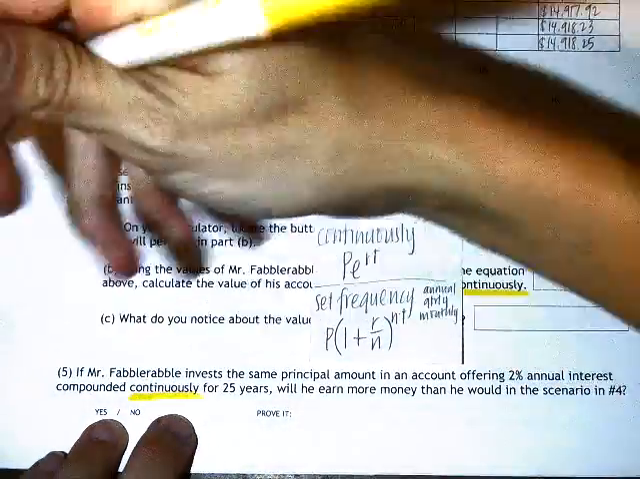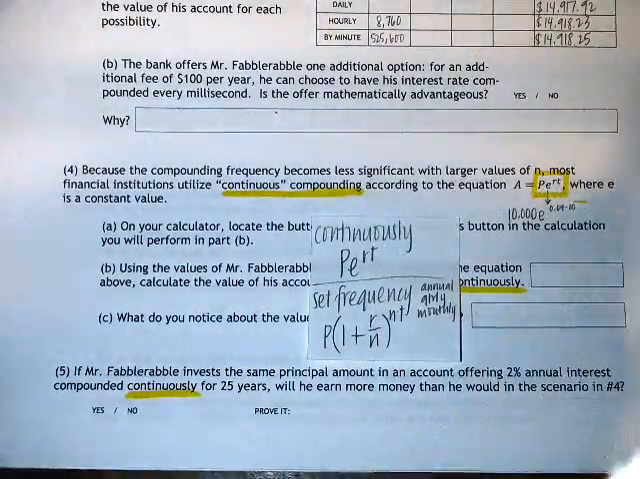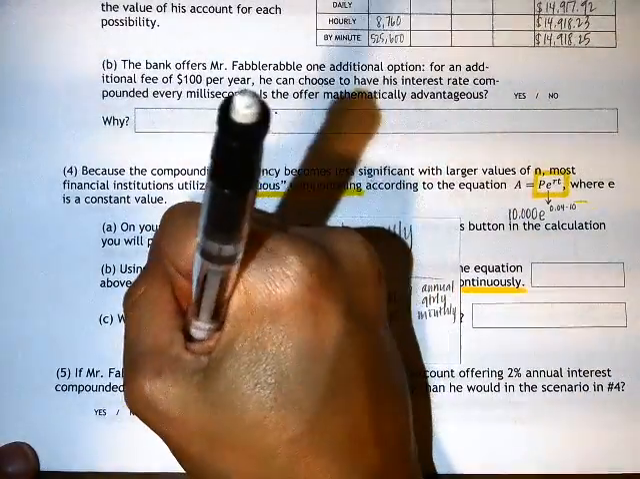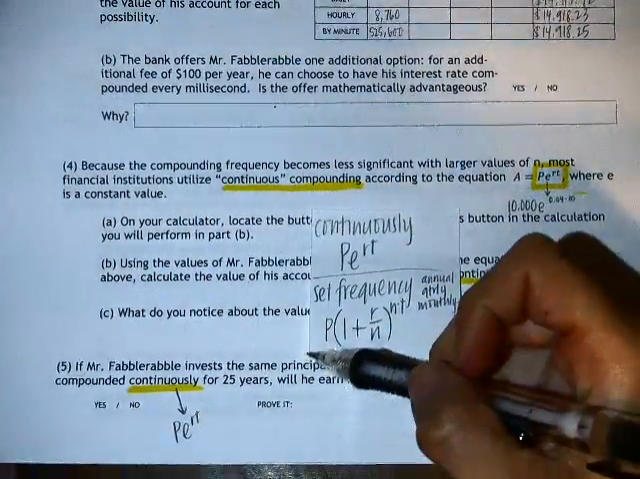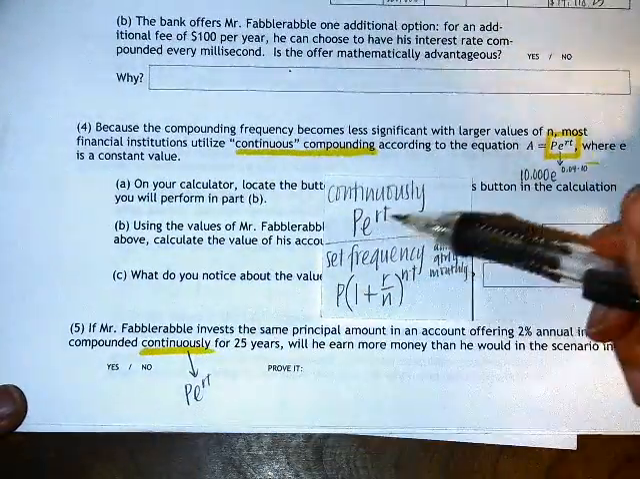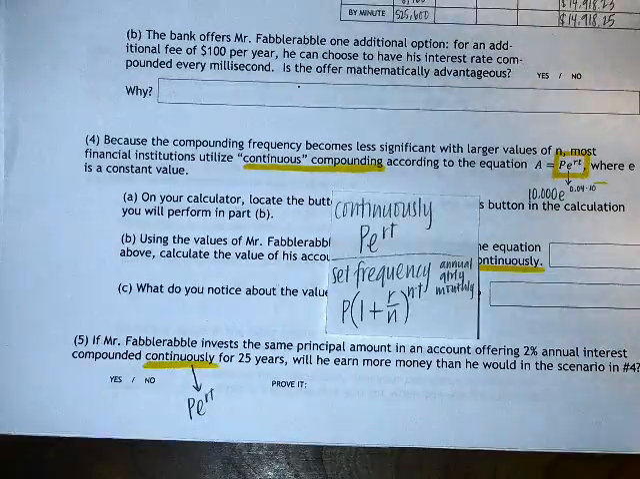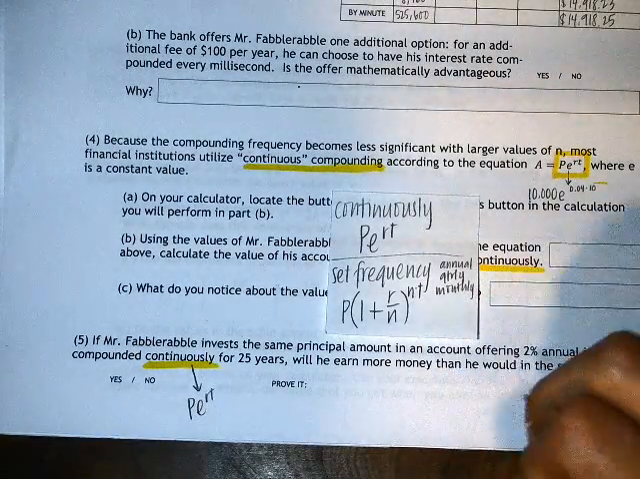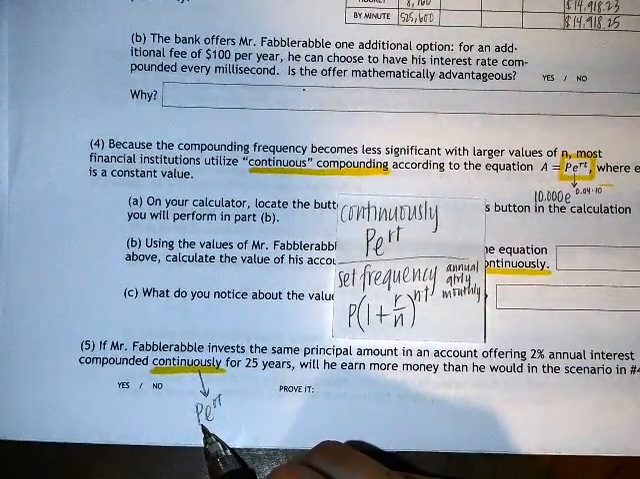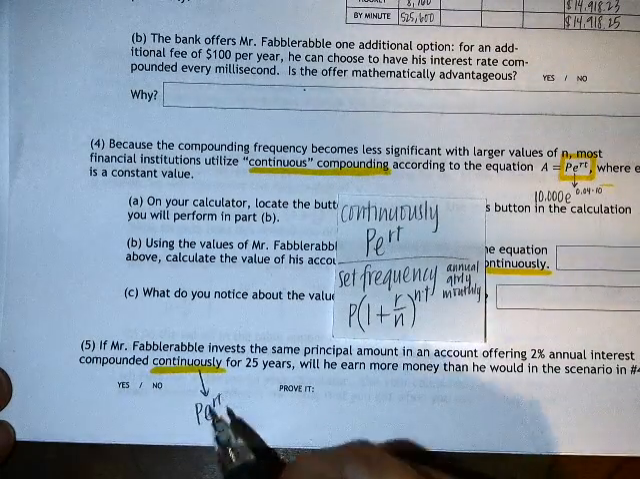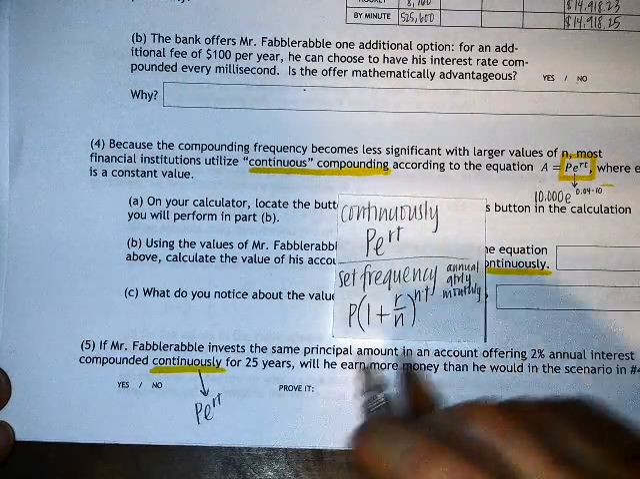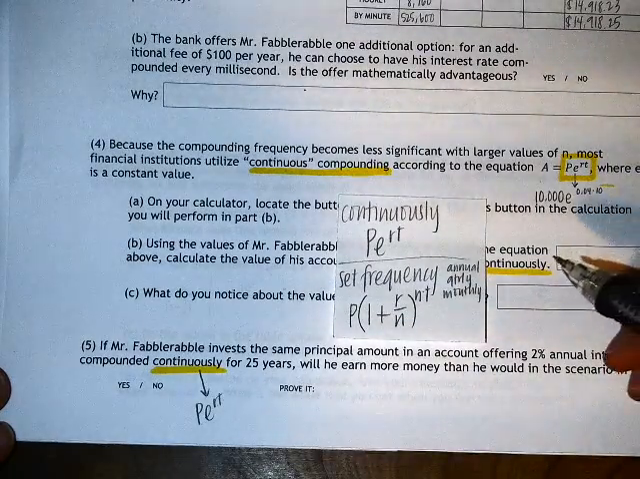There's that word, continuously. That's telling me this is going to be a PERT problem. So that's the word association you can immediately start to make. As soon as you see the word continuous, think of the PERT formula. For the PERT formula, I need to identify P, which is my principal, R, my percentage interest rate, and T for time. So let's read the question again for that information.